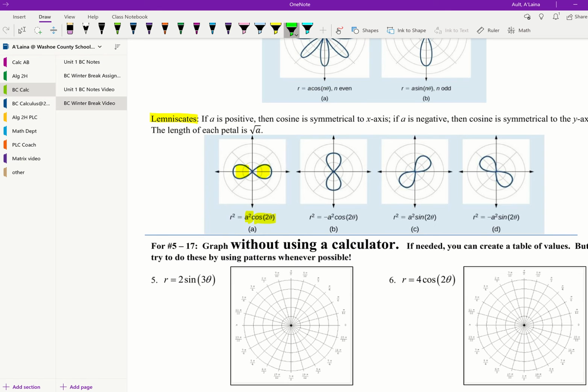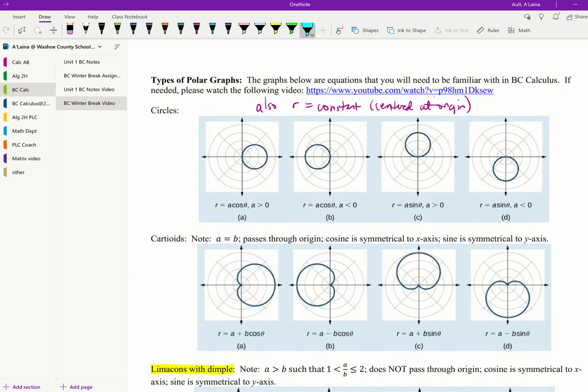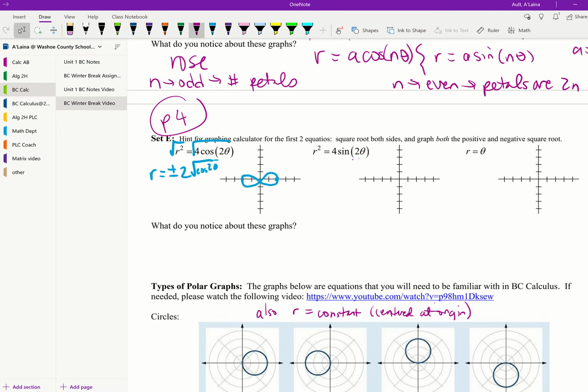This is super interesting. If A is negative, it flips this to being around the y-axis, which is really weird since this is cosine. Really, really weird. And then also in a rather bizarre fashion, for the sine ones, if A squared is positive, this is in quadrants 1 and 3, versus if A is negative, it's in quadrants 2 and 4. Weird. And they don't show up a lot. I'll be honest with you, you're only going to do lemniscates a couple of times. So not a ton, but that's how they work.